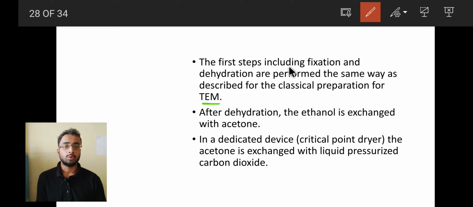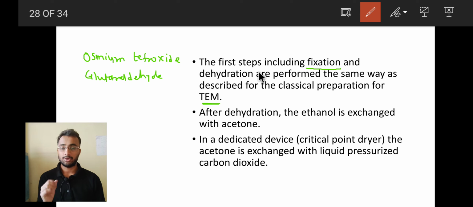First we have to fix the biological material, because there are a lot of physiological processes going on. We will use the same chemicals which we used in TEM, that is osmium tetroxide or glutaraldehyde. You have to remember the names of these chemicals, osmium tetroxide and glutaraldehyde. These chemicals will help to fix the biological material.